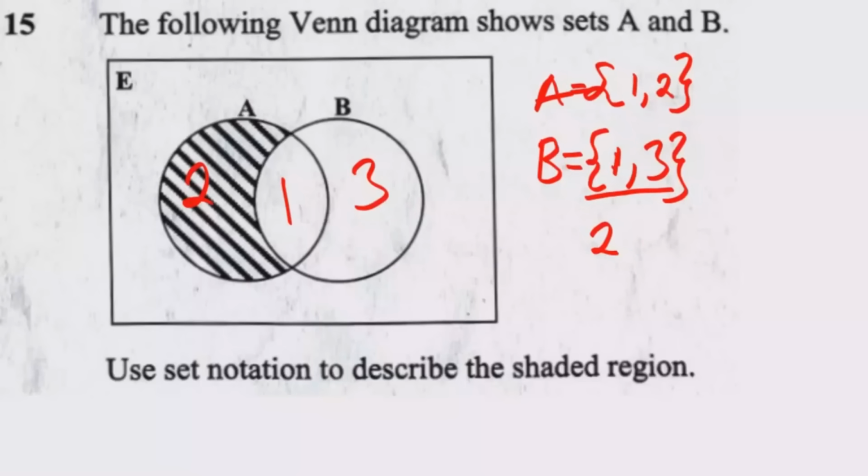So how can we describe this in set notation? So we can say A union B complement. Okay? A union B complement. The members of set B are not shaded. That means complement. Or the shaded area is only for those members which are not in set B, elements which are not in set B. So the correct answer will be A union B complement.